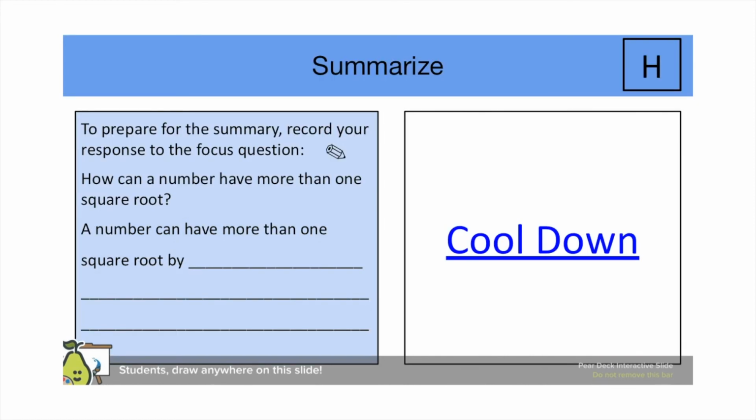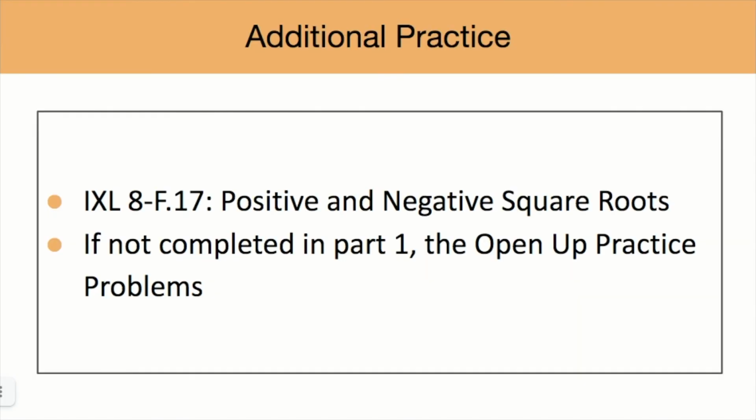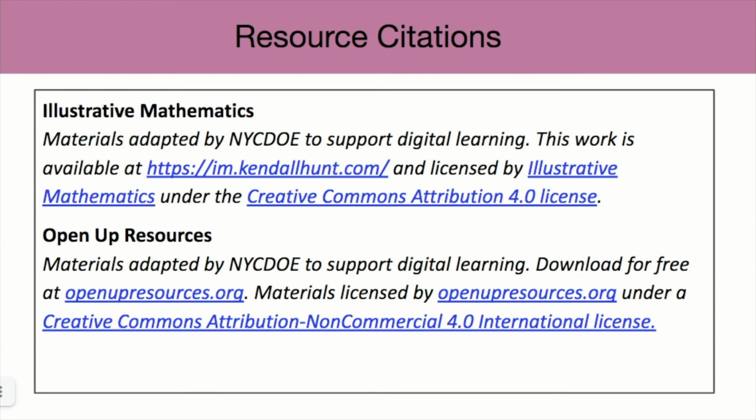For the summary, you can support students with disabilities by giving them a sentence starter, and then they can complete the cool down. There is a video to support students who struggled with the lesson. For additional practice, students can complete IXL F.17, positive and negative square roots, and if not completed in part 1, the Open Up practice problems. Additionally, this lesson was created using Illustrative Mathematics and Open Up resources, so feel free to utilize these materials to support your students' remote learning.